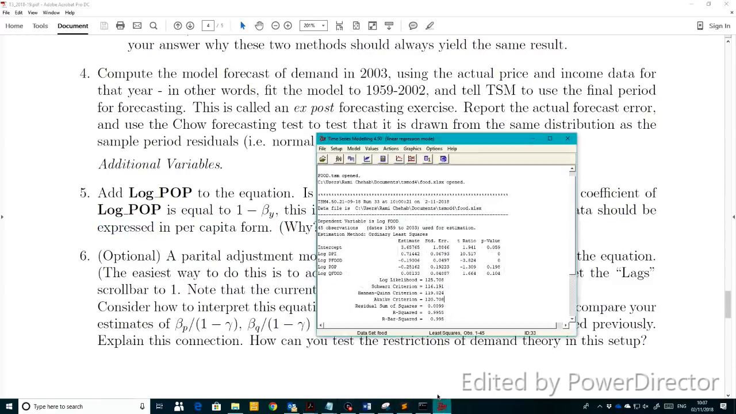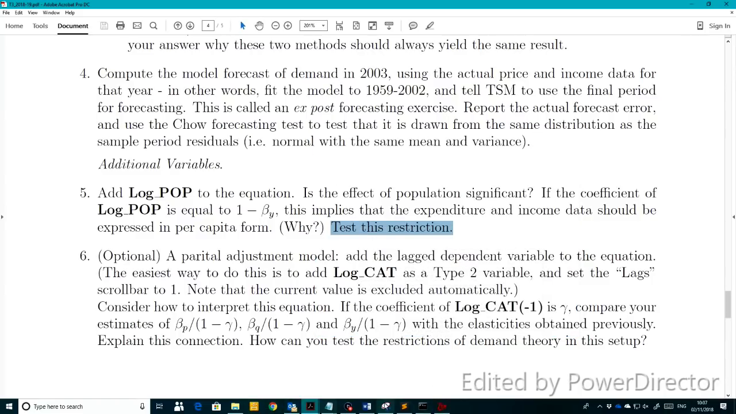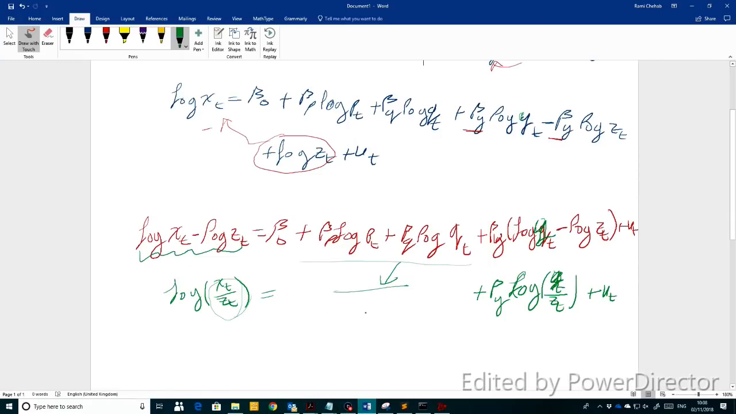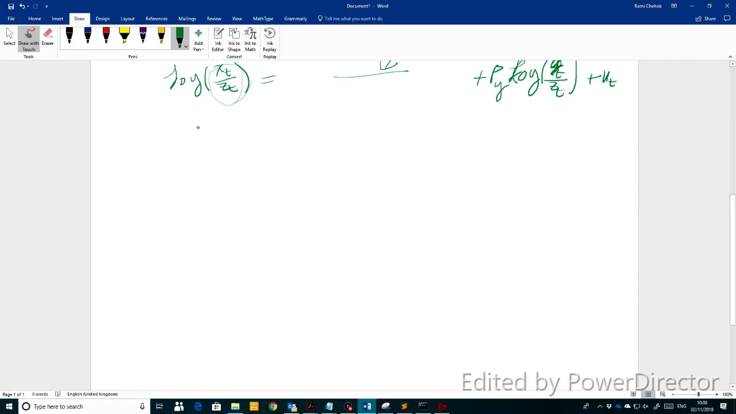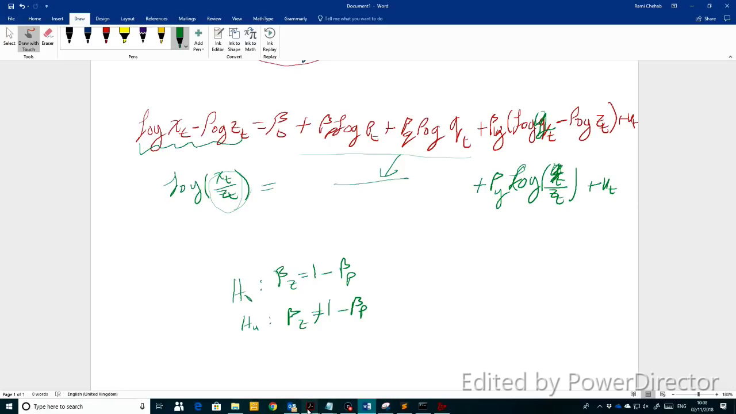And I assume that all of you know how to test for this null hypothesis, which is beta Z equal to 1 minus beta P. And the alternative would be beta Z not equal to 1 minus beta P. So this is a two-sided test, and we are going to go into the details of how to do this.